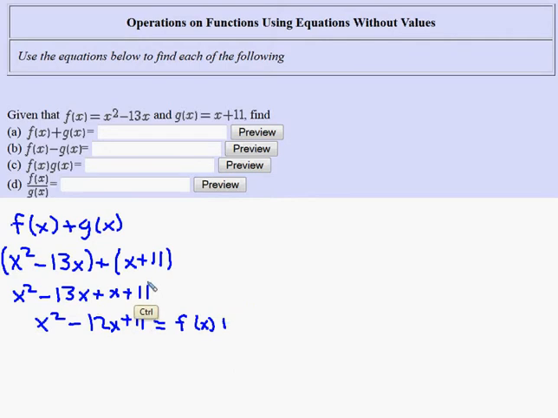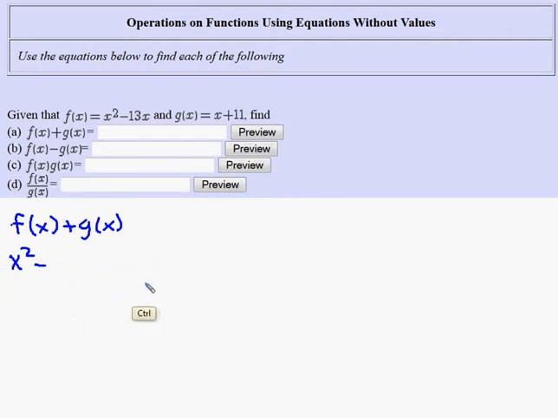The next problem is exactly the same thing, except this time I'm supposed to subtract g of x. So in this problem, I'm going to write f of x, subtract g of x, and follow the same procedure I did before, making substitutions with parentheses. I'm going to substitute whatever f of x is in here, whatever g of x is in here, with parentheses, and subtract them. F of x was given to be x squared minus 13x. G of x was given to be x plus 11.